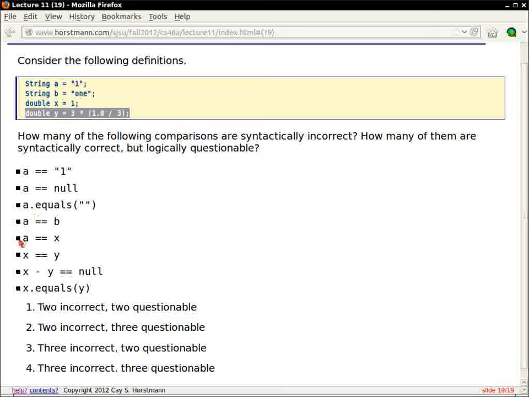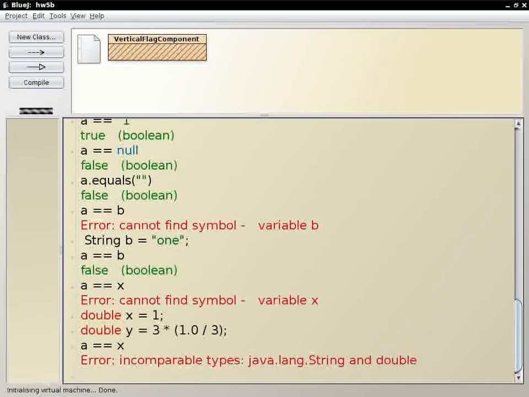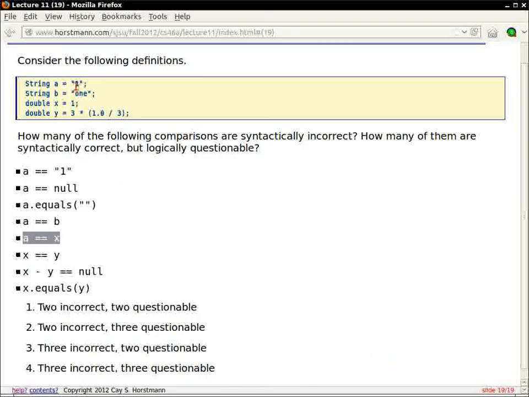Okay, so we were at A equals X. That one is syntactically incorrect. It says incomparable types. One is a string and the other one is an integer. You can't compare them. Even though when you look at it, A has a number 1 in it, it doesn't matter what it has in it. It's a string and that's all that counts.